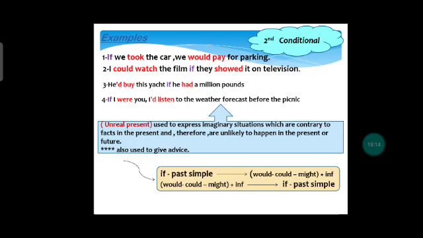So the unreal present is used to express imaginary situations, which are contrary to facts in the present and therefore are unlikely to happen in the present or future. Okay? And also to give advice. This is the use of the second conditional of if.